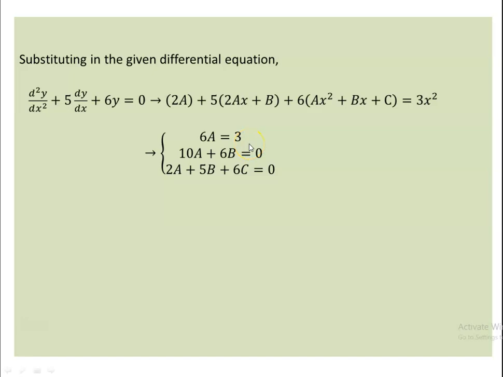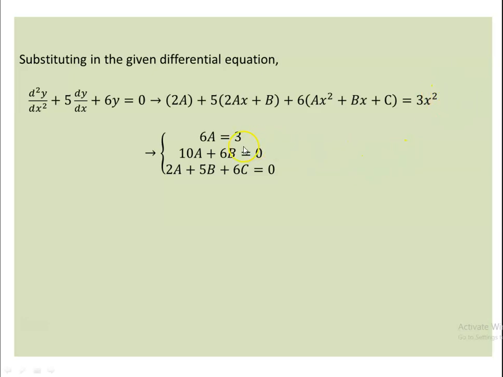What else? The coefficient of x. If you observe the coefficient of x, here we are having 5 times 2a, 10a, plus 6 times b here, so that these two must add up to 0, because we don't have a coefficient of x on the right. This is plus 0x. So we have to adjust that with 0. Next constants are appearing. Look, 2a is one constant, 5 times b is another constant, and 6 times c is another constant. So these three constants must add up to make 0, because we don't have a constant there too. This is plus 0.